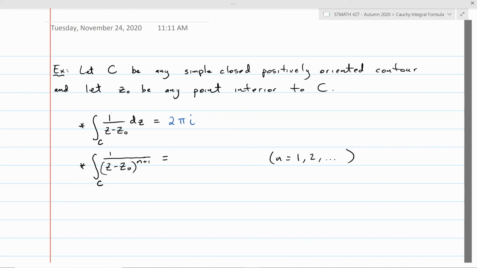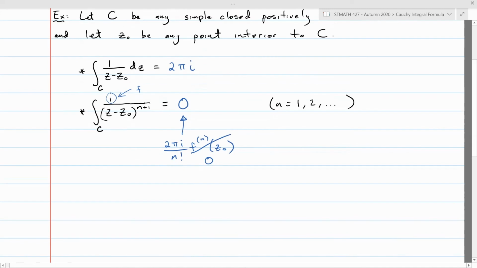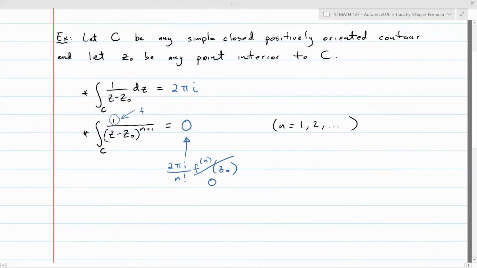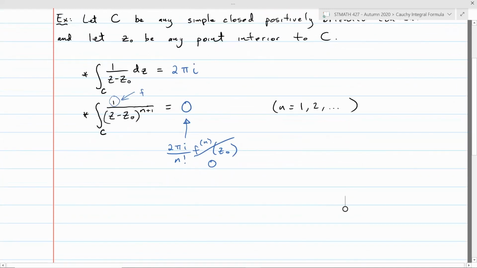And then the next one turns out to be 0, because if you apply the extended Cauchy integral formula, this would be 2 pi i over n factorial times the nth derivative evaluated at z naught. But the original function f is just the constant 1, so all of the derivatives of f are equal to 0, and this term goes to 0. So if you ever see those two little special integrals, they're quite easy to evaluate, and we get them immediately from the Cauchy integral formulas.